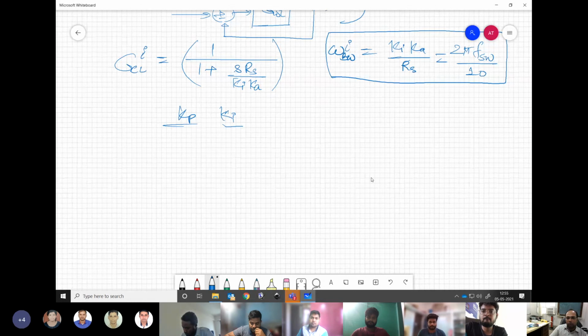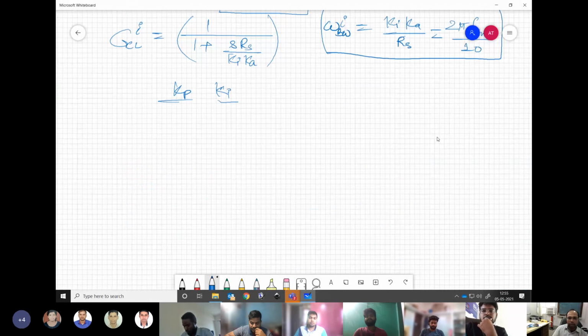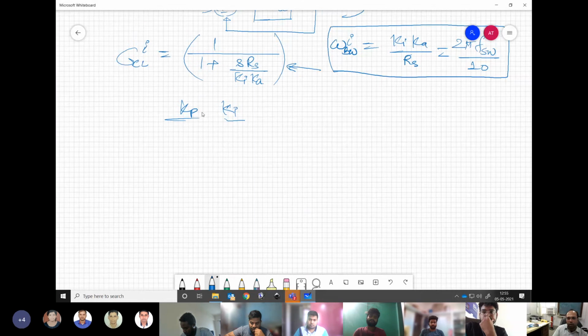Now, this is what your final control loop is. So this was your control loop, right? You have cancelled some terms over here, and finally you are left with this plant as whole control loop. So if you have to represent this in terms of block diagram, how will it look like.